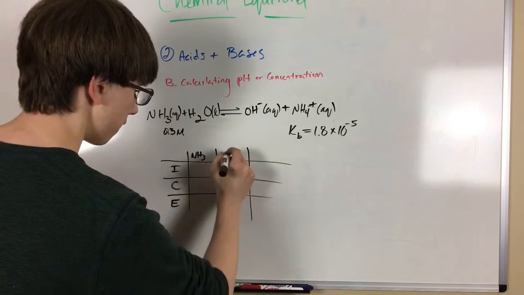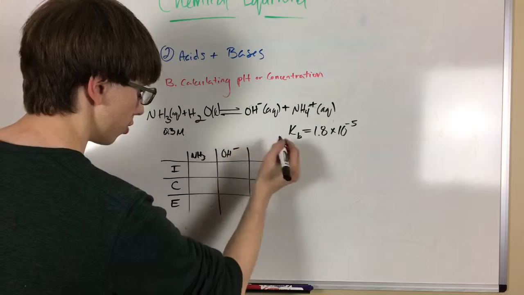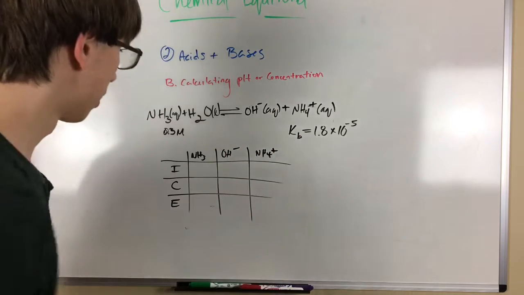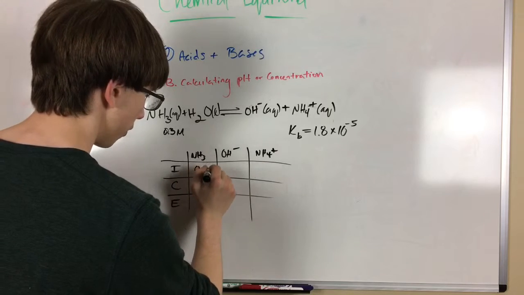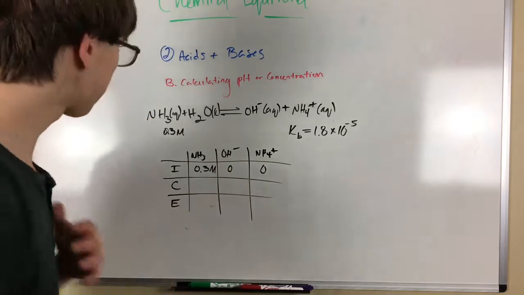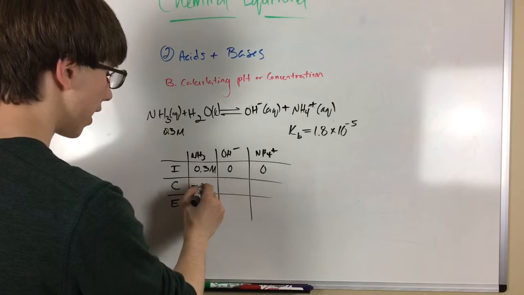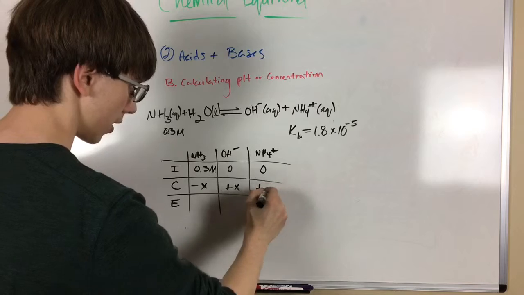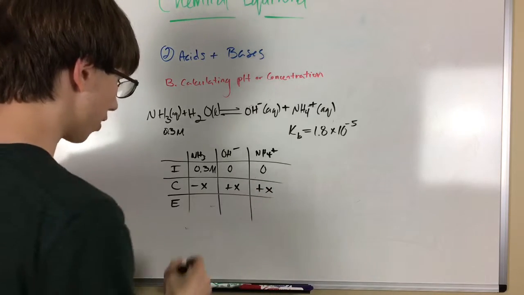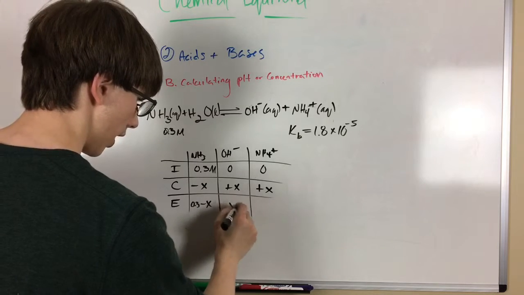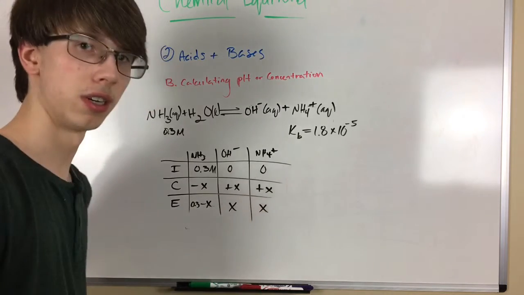Ammonia. Hydroxide. Ammonia. Our initial concentration, 0.3 molar, 0, and 0. Our change, minus x, plus x, plus x. Our equilibrium concentration, 0.3 minus x molar, and x molar.